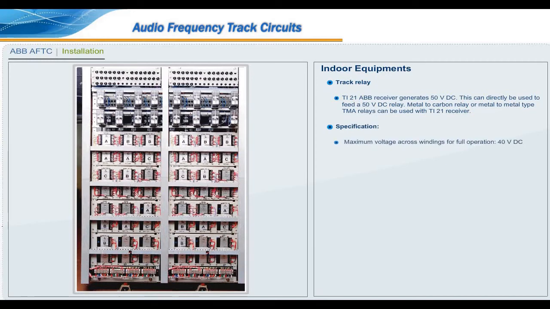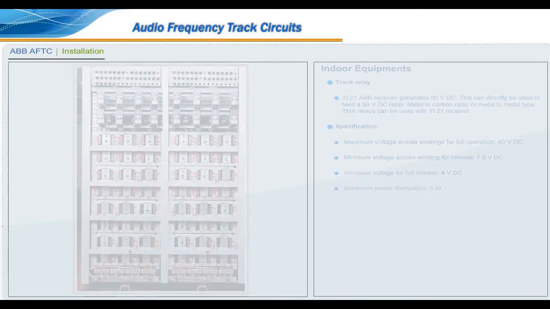Specification. Maximum voltage across windings for full operation is 40 volt DC. Minimum voltage across winding for release is 7.5 volt DC. Minimum voltage for full release is 4 volt DC. Maximum power dissipation is 3 watts.